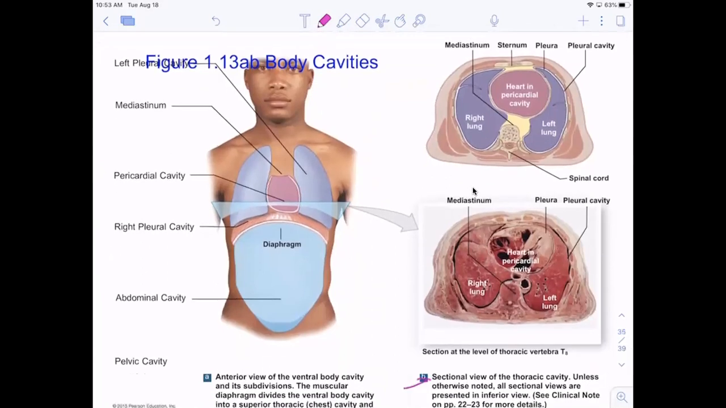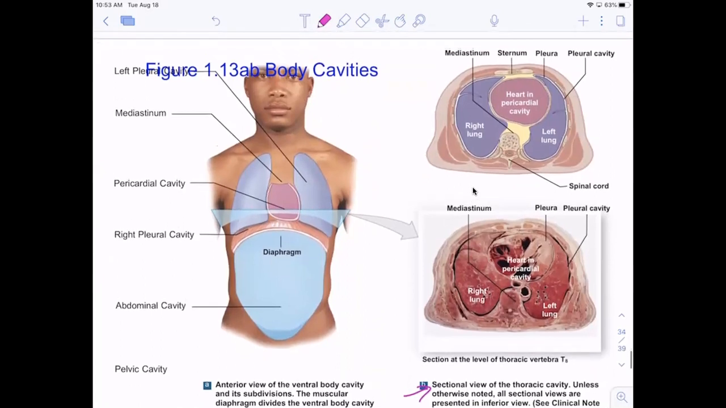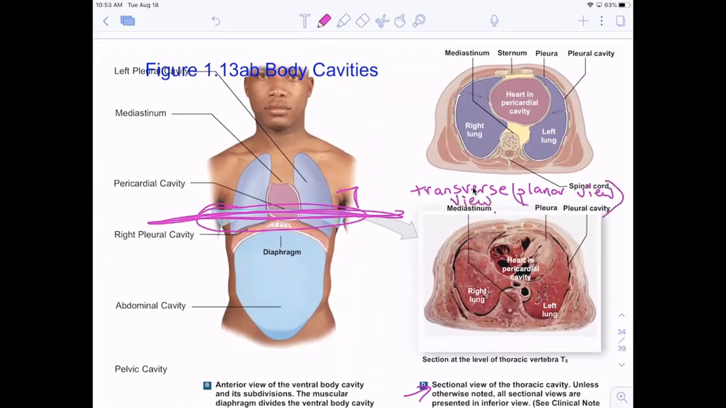And so they're showing you a section view of the thoracic cavity. So here's where those planes come in. It's showing you how you can view your textbook, a plane going perpendicular to the organism. And so what kind of view is this going to be? It's going to be a transverse planar view. We would just say transverse view, right?